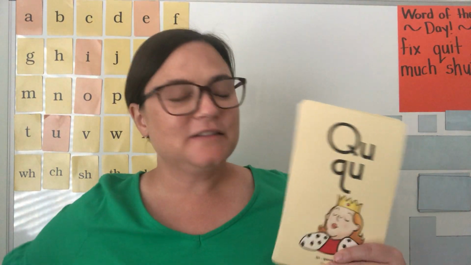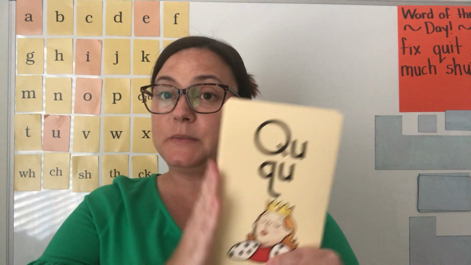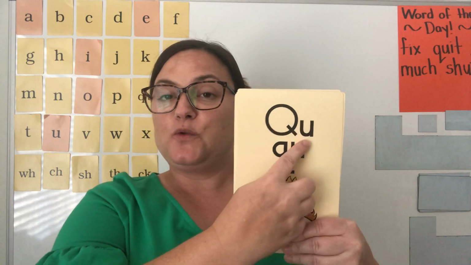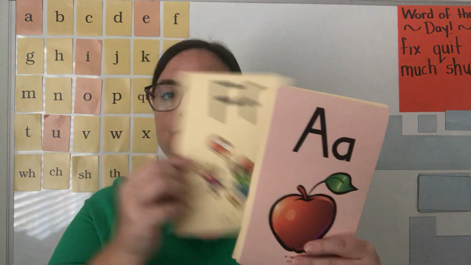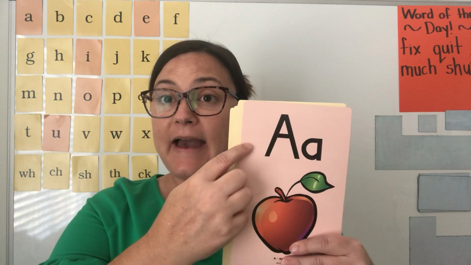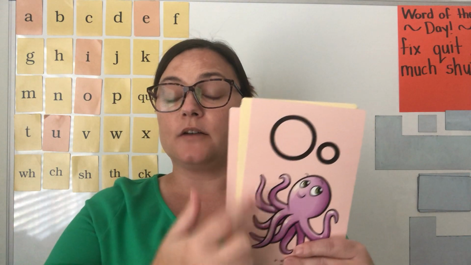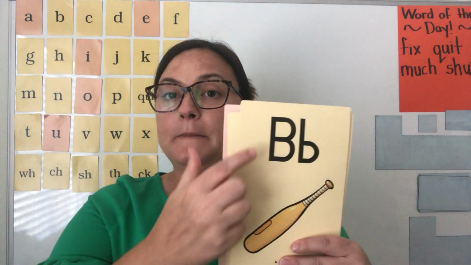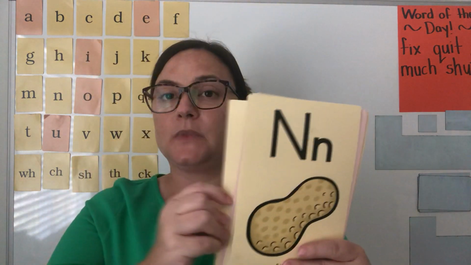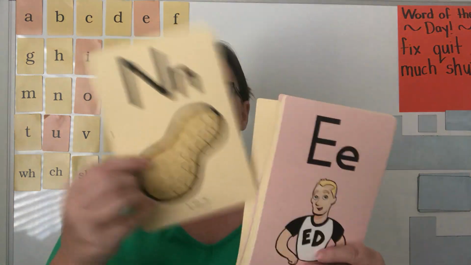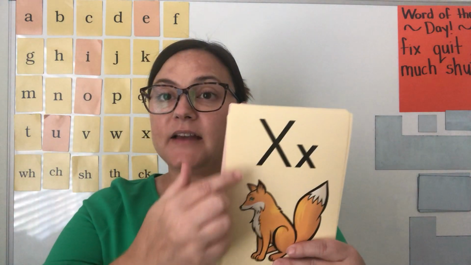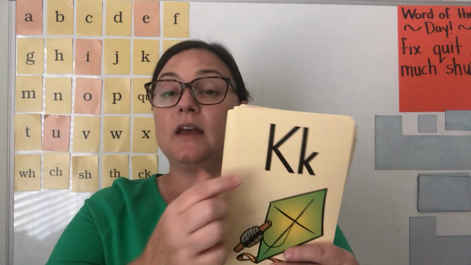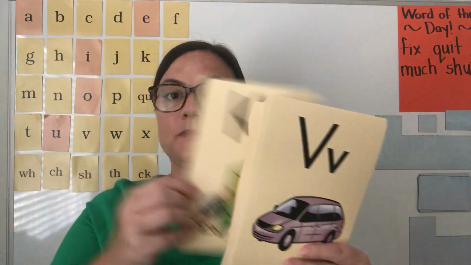Hey boys and girls, we're going to start with doing our sounds. Please do these with me. Q, U, queen, qu. F, fun, f. A, apple, a. O, octopus, o. B, bat, b. N, nut, n. E, ed, e. X, fox, x. K, kite, k. V, van, v.